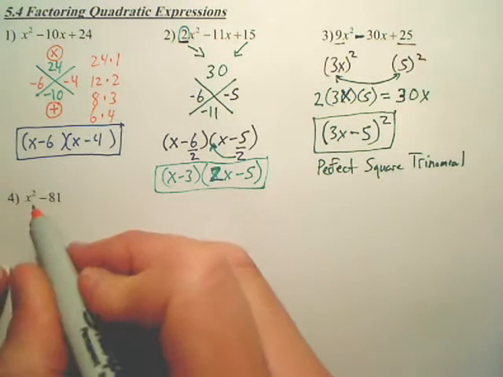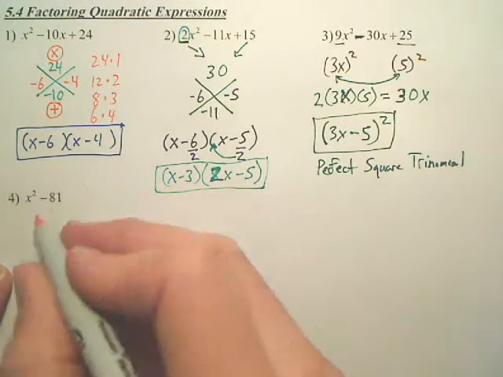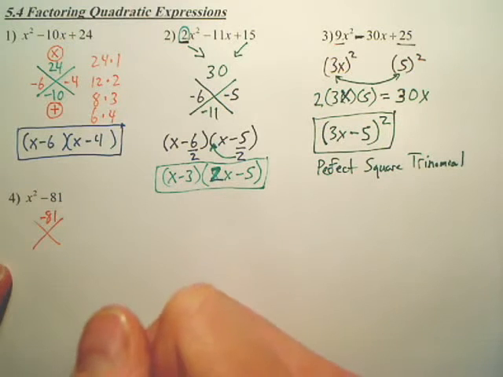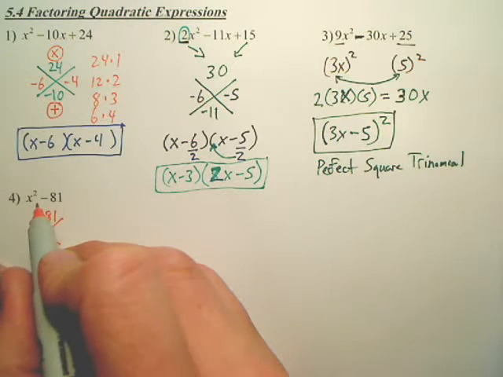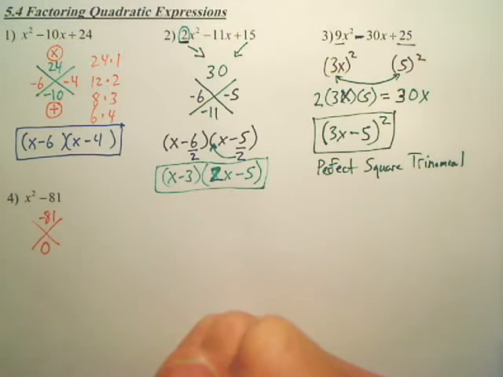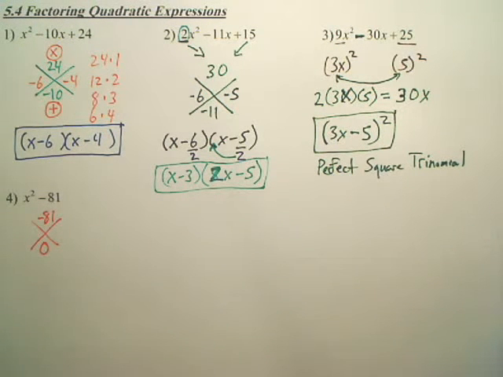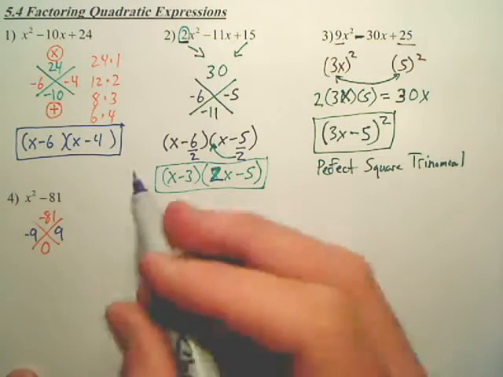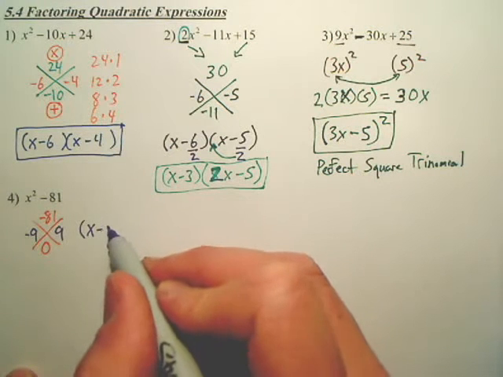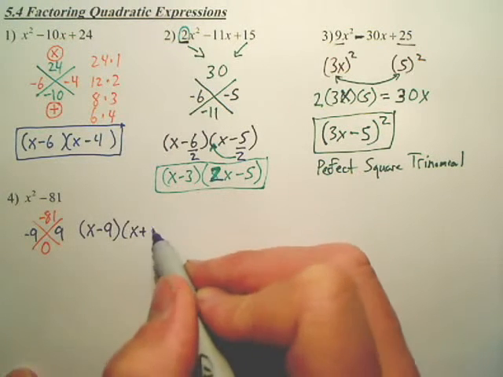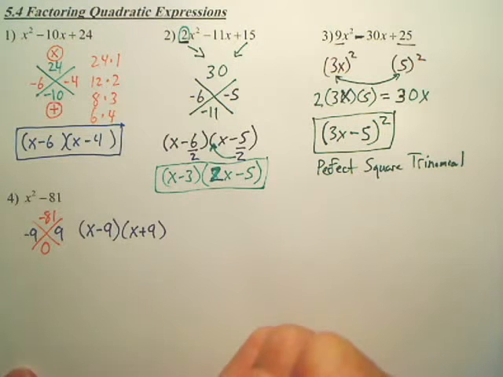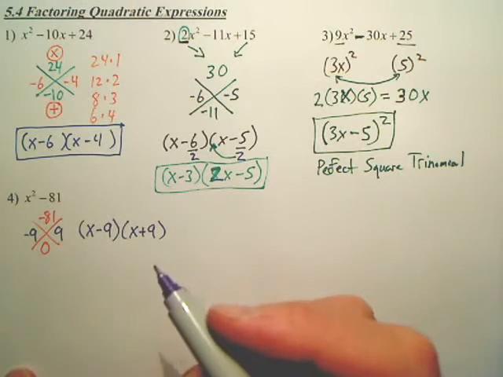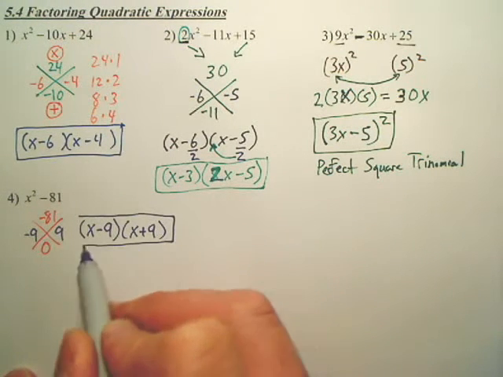Last one, number 4 over here. You could do this. Put negative 81 on top. And how many x's do I have? 0. From there, you can maybe tell that would be a negative 9 and a positive 9. So the answer is x minus 9, x plus 9. So in this situation, negative 81 and 0, what are my two sides? That is a possibility. But there is a shortcut.